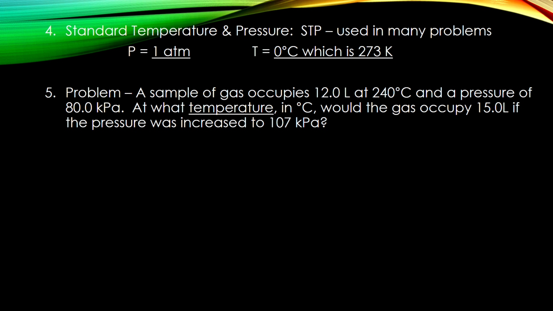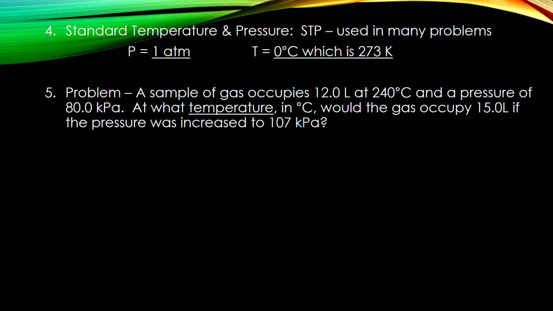All right, so let's take a look at a practice problem here. A sample of gas occupies 12 liters at 240 degrees Celsius and a pressure of 80 kilopascals. At what temperature in degrees Celsius would the gas occupy 15 liters if the pressure was increased to 107 kilopascals?